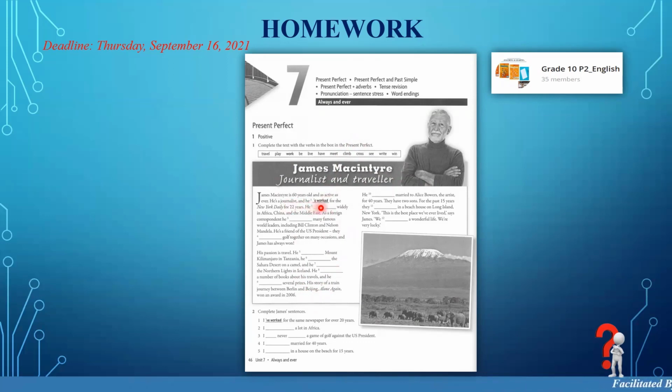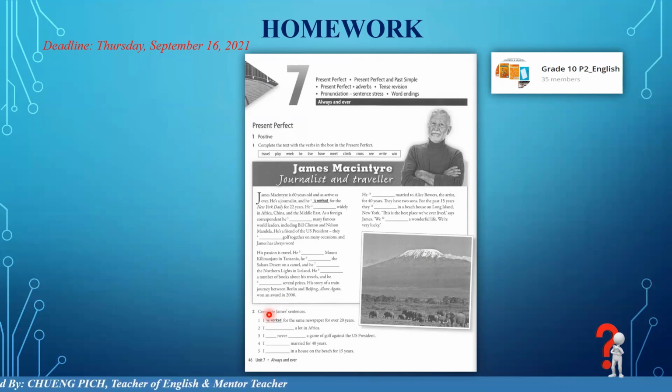For example, here the first one is for example: work here has worked. The verb work here is used already. So you can start from number 2 to number 12 here and use each word to complete each line, but you have to change it to the past participle first. Okay, great job.